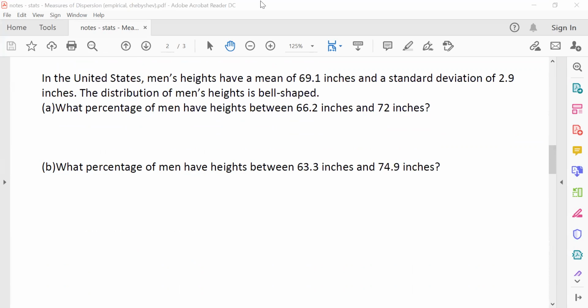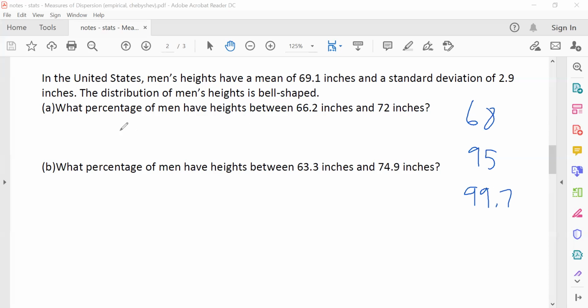I'll recreate this. You can almost call it the 68, 95, 99.7 rule, in that you can say 68% of the data falls within one standard deviation, 95% within two standard deviations, 99.7 within three standard deviations.